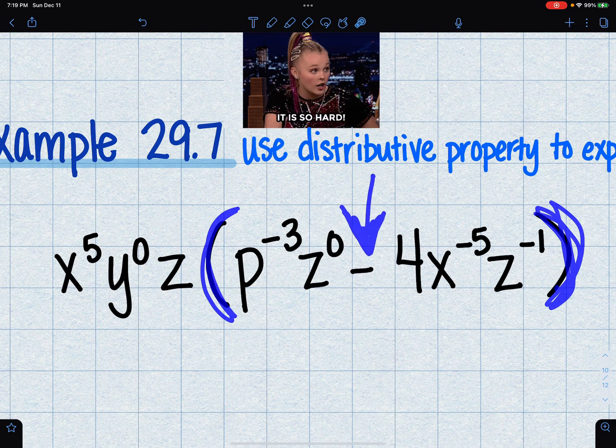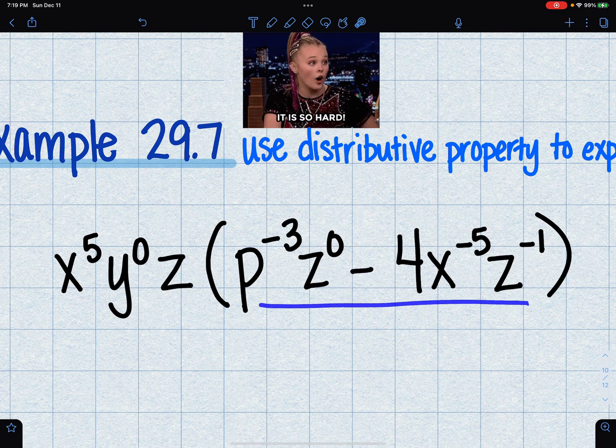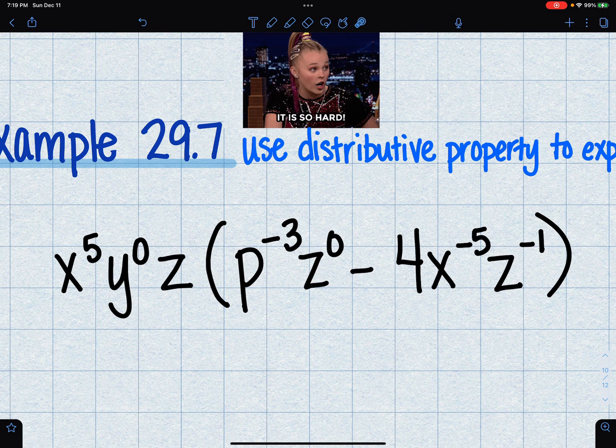This is a minus sign. It could be a plus sign, like plus and negative, right? Just know that it's there because this is not all multiplied by itself like the previous problems. This one's a little different, so we have to do a little more math. But the first step is to sort of simplify everything.